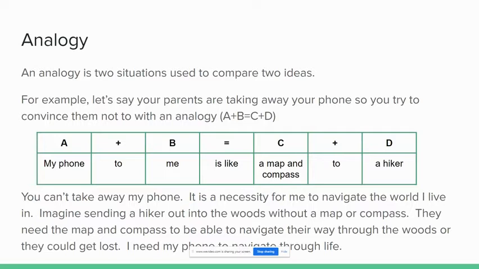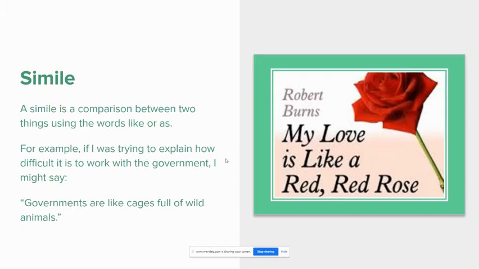So I talk about how if I was going out hiking in the woods with complex trails and you took away my map and compass, I would probably get lost. I wouldn't know how to navigate to get home. My phone is my map and compass. If you take my phone away from me, I don't know how to navigate in this world without it. I'm completely lost. So I'm using two situations, one situation to help you understand another situation. That's analogy.